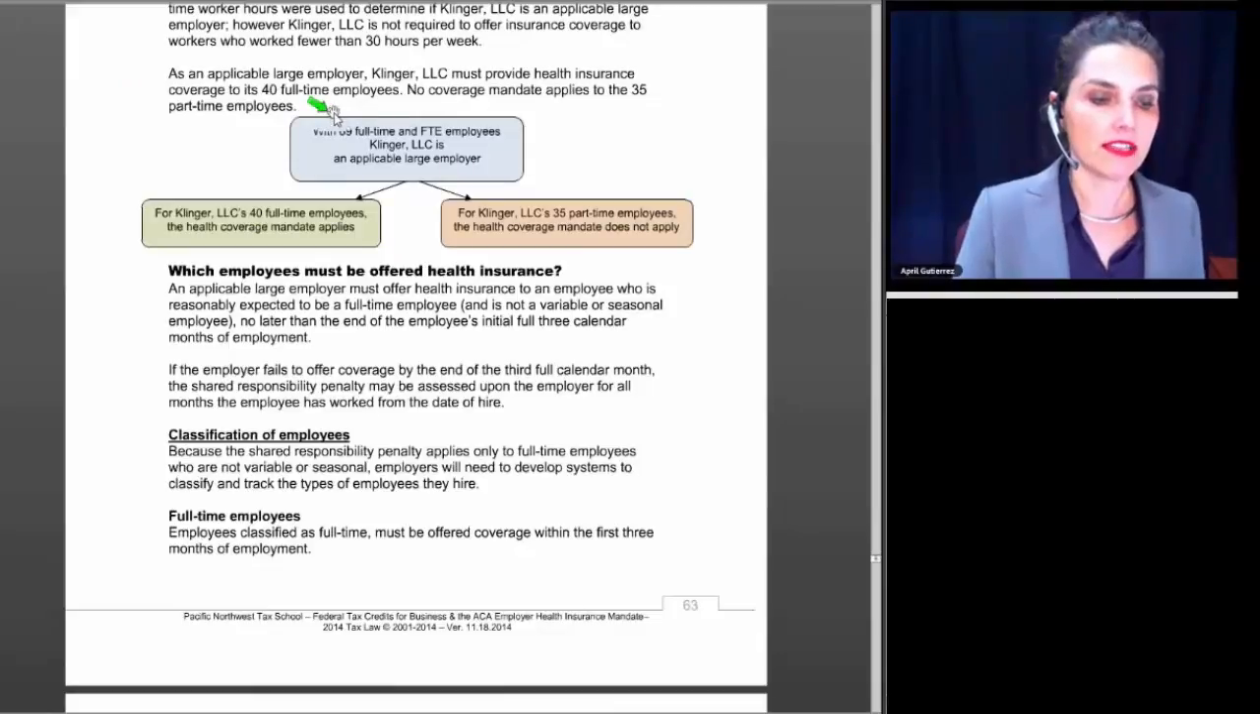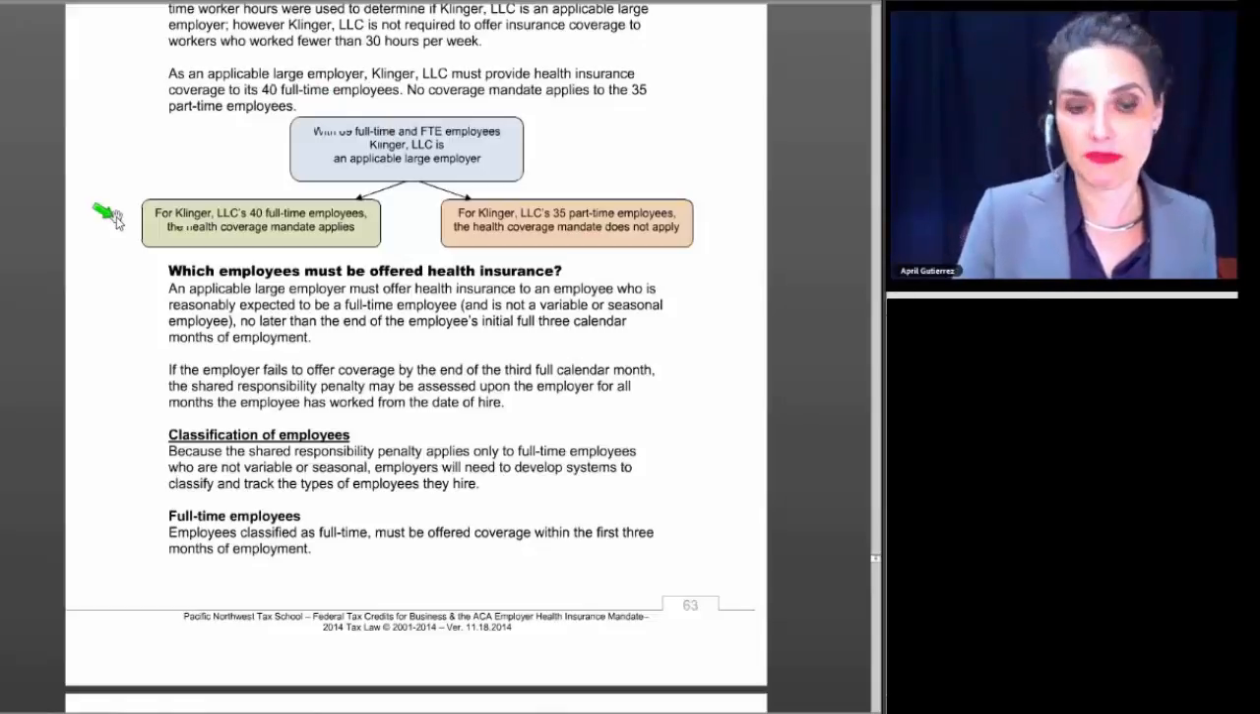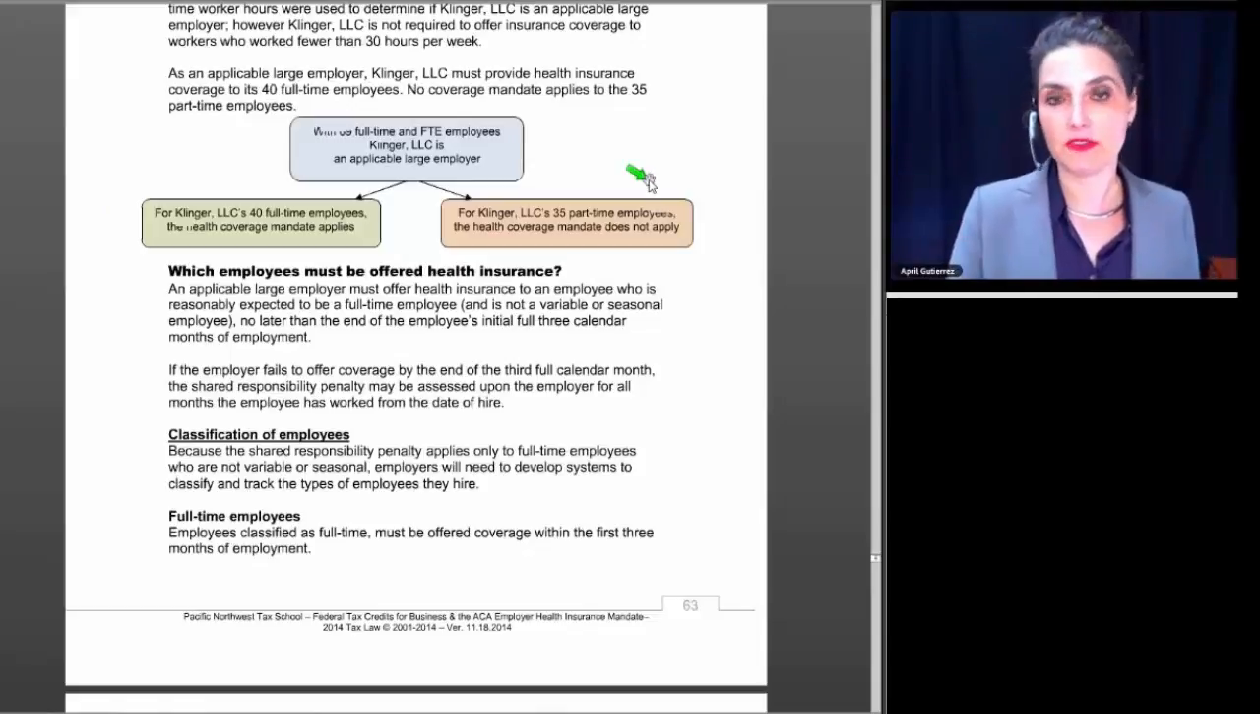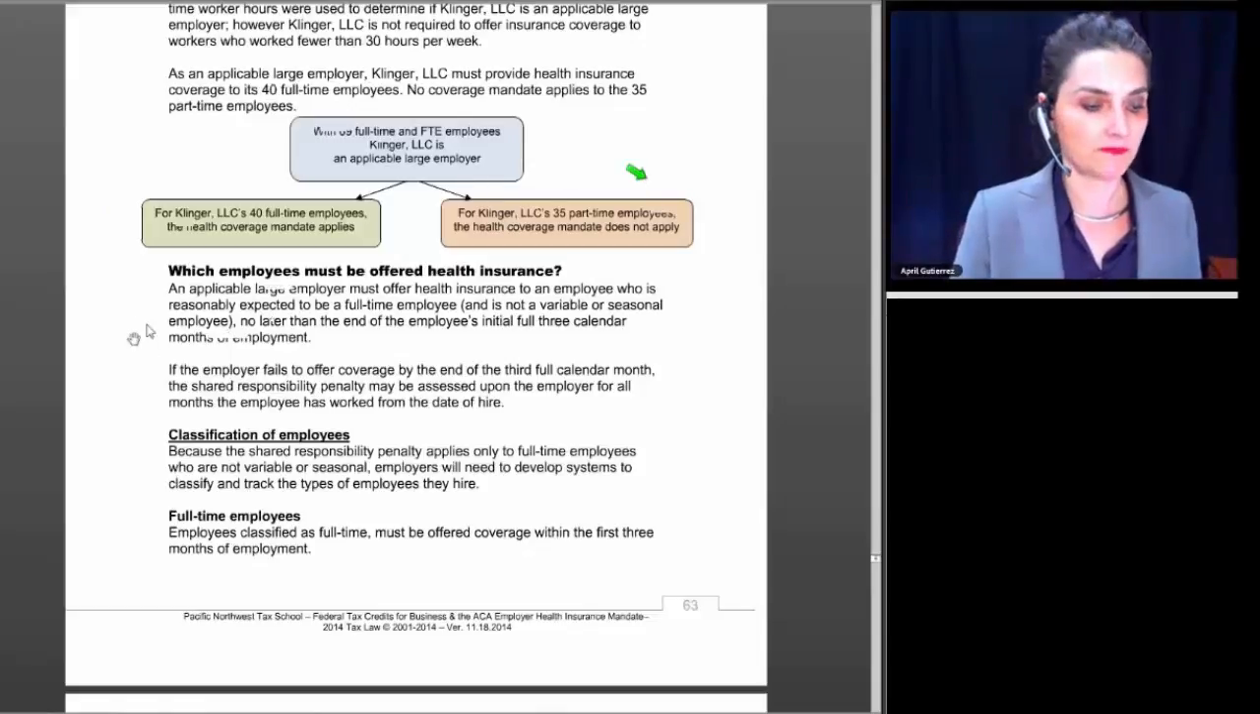So Klinger has 69 full-time and full-time equivalent employees. So it is an applicable large employer. But Klinger LLC only has to provide health insurance to the 40 full-time employees. The 35 part-time employees are not required to be covered with health insurance paid for by Klinger.